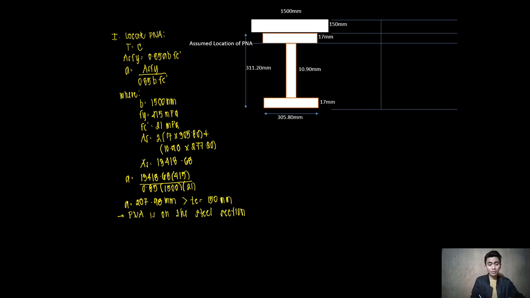Therefore, our computation here now is correct. Going back to what we have done here, since we assumed that the location of the PNA is on the flange, let us try to determine if our assumption is correct. And how are we going to do that? Let us draw our diagram first.